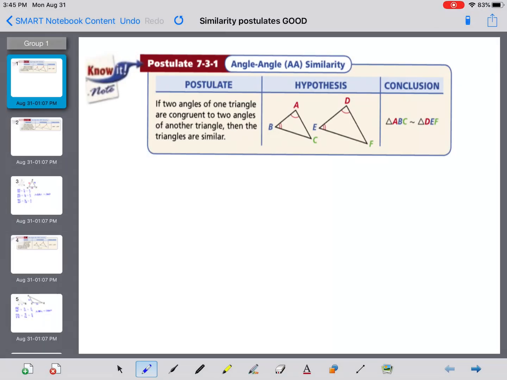Welcome to this lesson where we are going to discuss our similarity postulates and theorems.